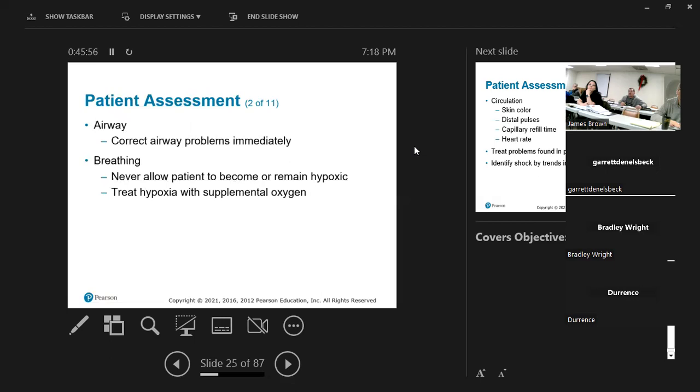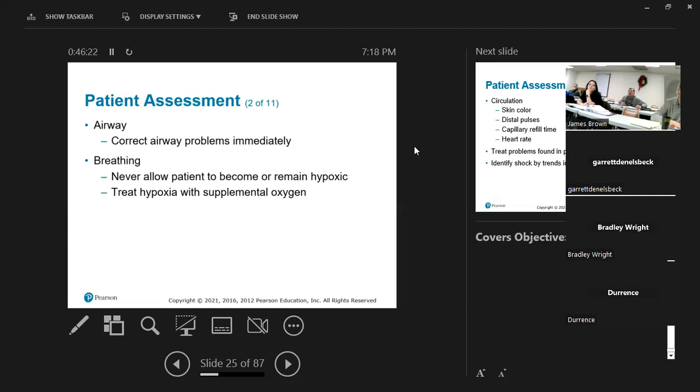Okay, so patient assessment, airway. Obviously correct any airway issues, make sure they have an open patent airway. Especially when it comes to bleeding in the mouth, make sure that they're able to keep that open airway. Otherwise, you're going to use suction, or if you don't have suction, like you're in the field, make sure that they're in a recovery position so everything drains out.